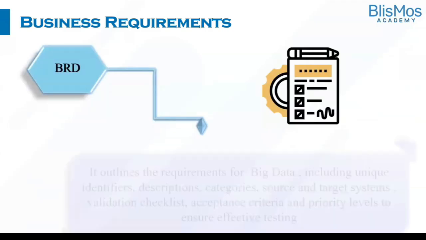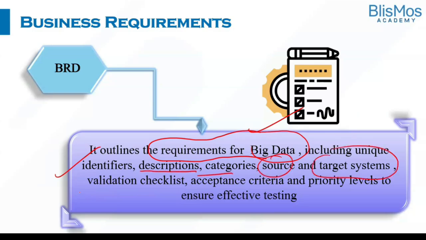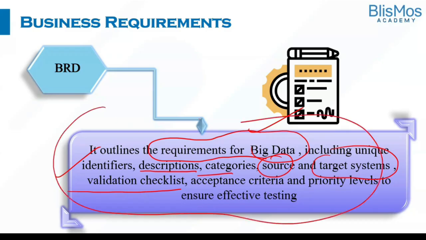What is BRD? At a high level, the BRD, that is the big data requirements document, will outline the requirements for the big data, like what are the identifiers, the descriptions, categories, source and target systems. It will also provide you the checklist. What would be the acceptance criteria? What would be the success criteria? What are the different priority levels to ensure effective testing? All those things would be provided in the big data requirement document.